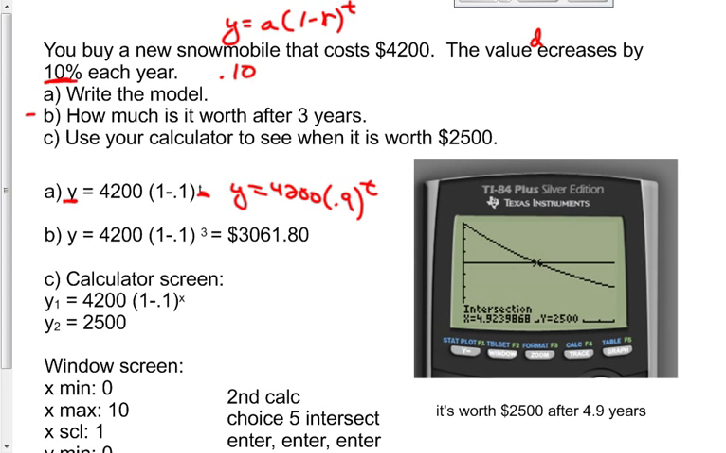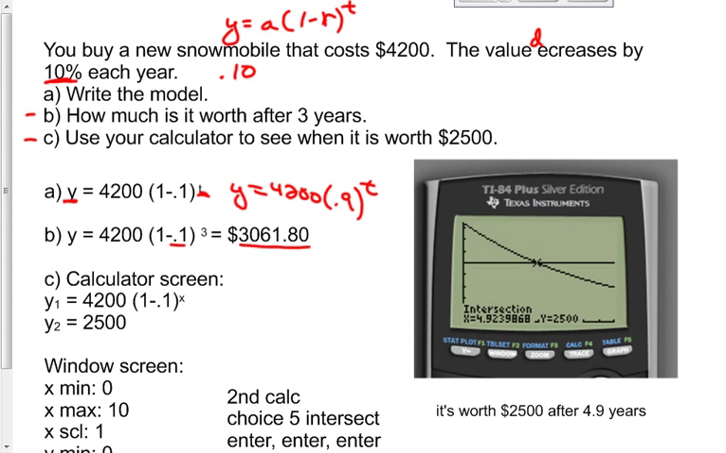Part B. How much is it worth after 3 years? In place of t, we're going to put our 3. 4,200 times 0.9 raised to the 3. Punch that in your calculator and you'll see that it's worth this. Part C. Use your calculator to see when it is worth 2,500.